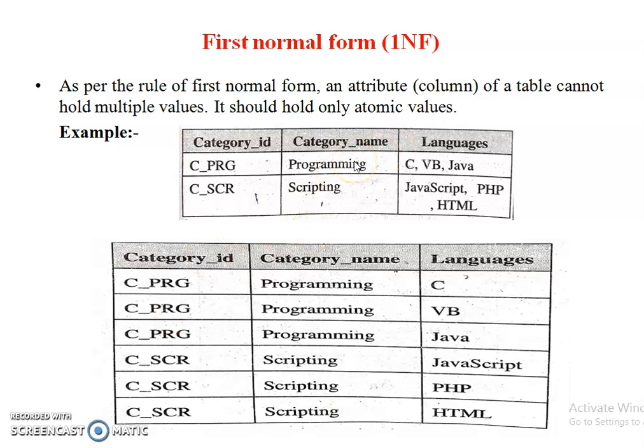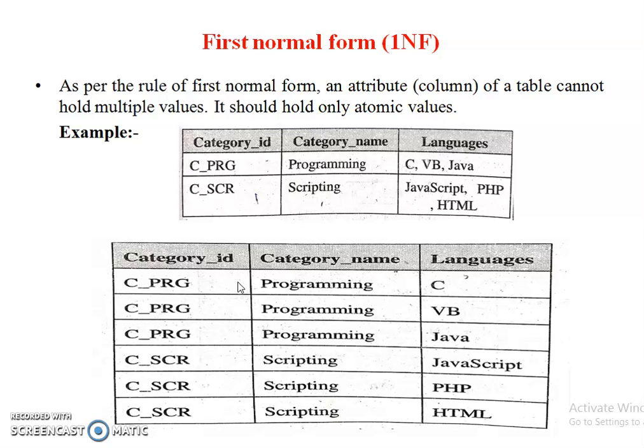This table is not in first NF, that is first normal form, as the rule says each attribute of a table must have atomic or single values. The attribute language contains multiple values, which violates the rule of first NF.